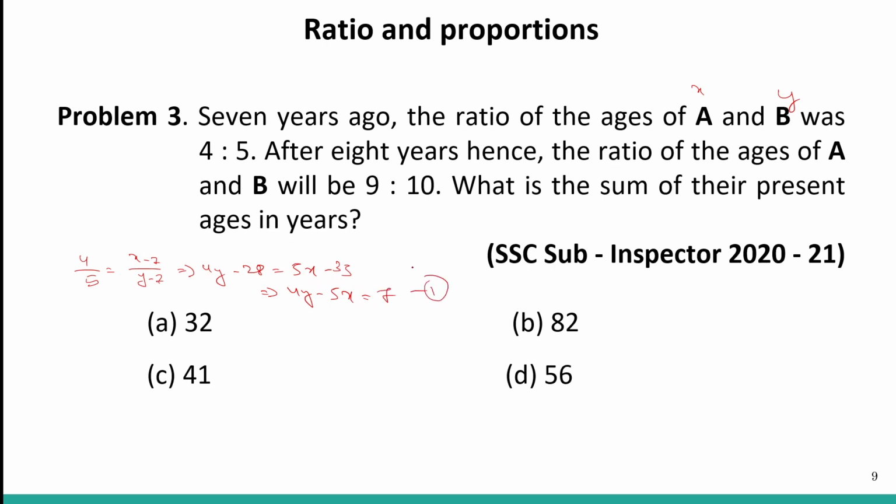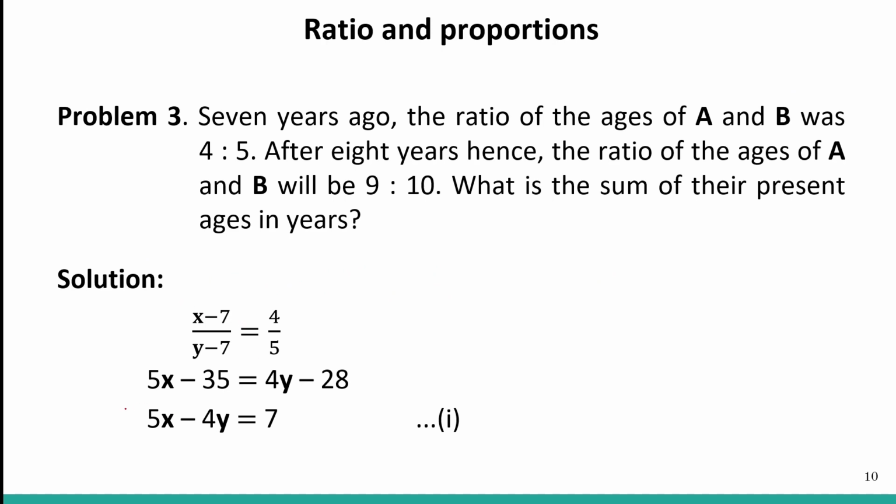Equation 1. So let's use the second part of the word problem to evaluate another algebraic equation so that we could solve the system of linear equations to arrive at a solution for x and y individually, hence finding out the present age of A and B respectively. Okay, so we have found this one, so let's proceed. So this question has actually appeared in SSC Sub Inspector 2020-21 paper.